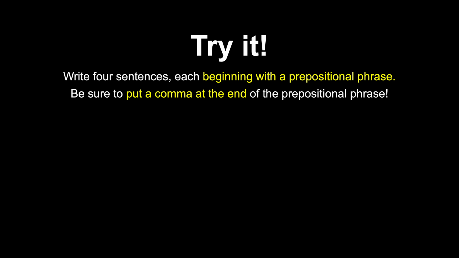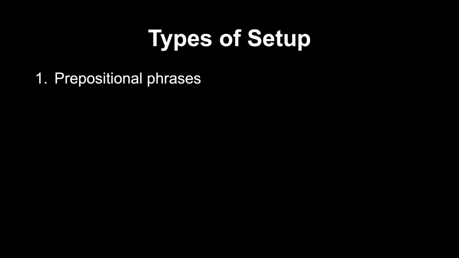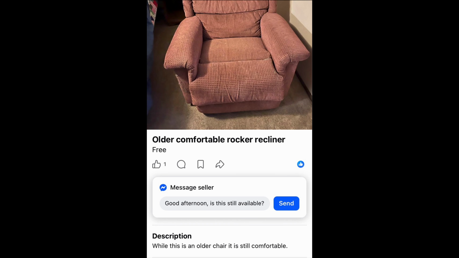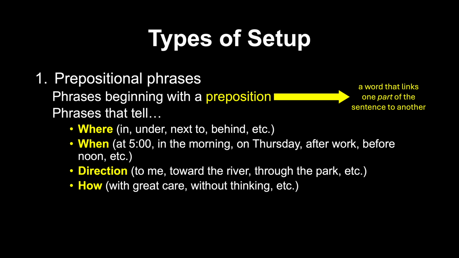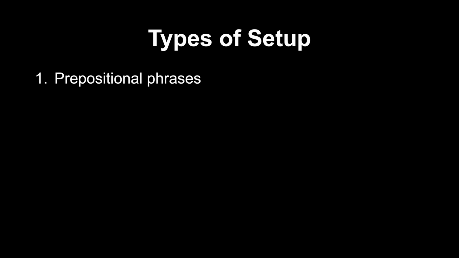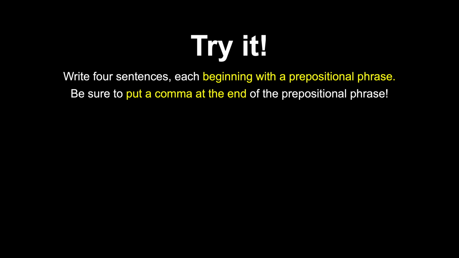But first, I want you to try it. Before I give you the examples, try it. Write 4 sentences, each beginning with a prepositional phrase, and put a comma at the end of the prepositional phrase. Because I already showed you these examples way back here, okay? After the game, comma. Now, these aren't great mentors right now because there are no commas, but try and write 4 sentences like those that have commas after a prepositional phrase. Let the prepositional phrase start the sentence.